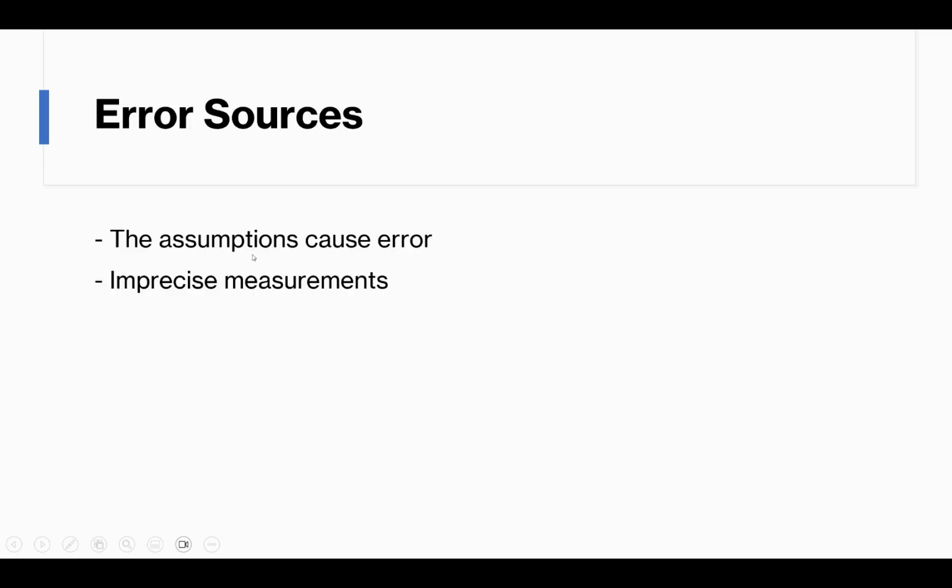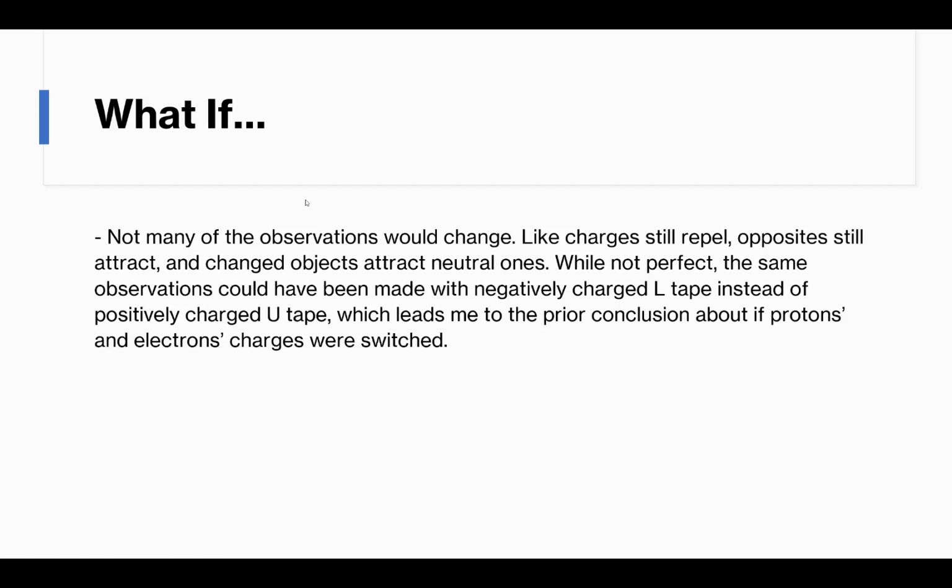For the error sources, the assumptions caused plenty of error. The tape piece wasn't Scotch tape either. It was something else that was a little heavier, so there's error in that. And then there were imprecise measurements of the distance between the two tapes when tape B starts levitating.